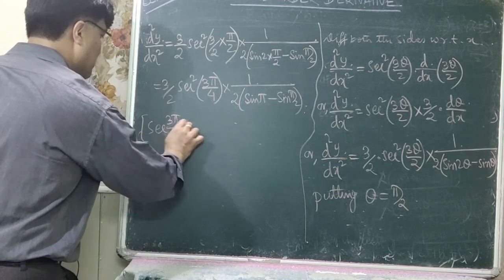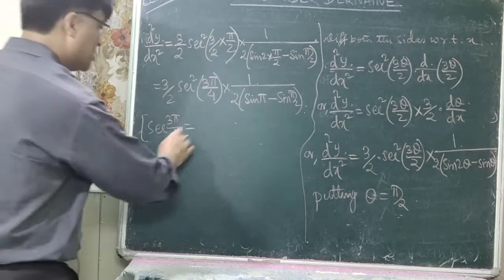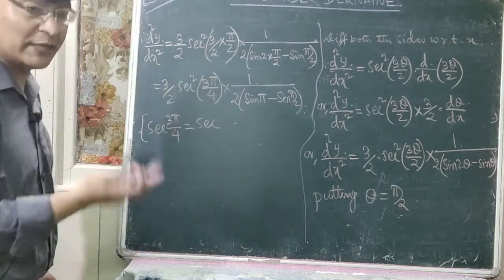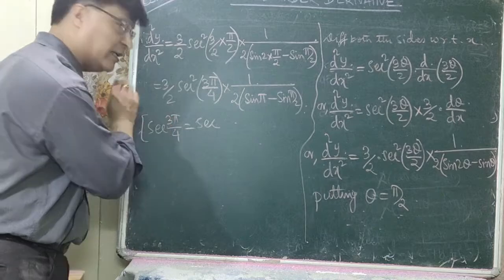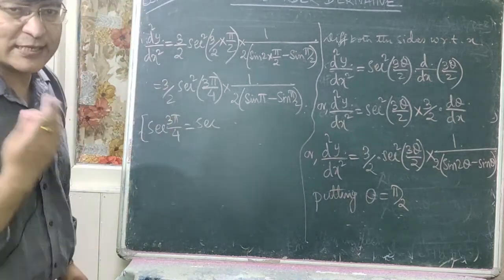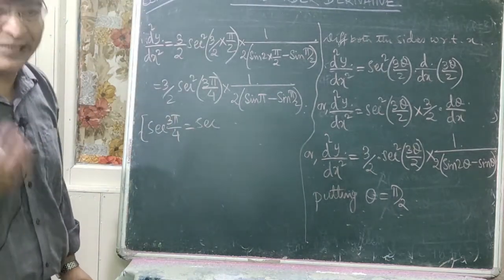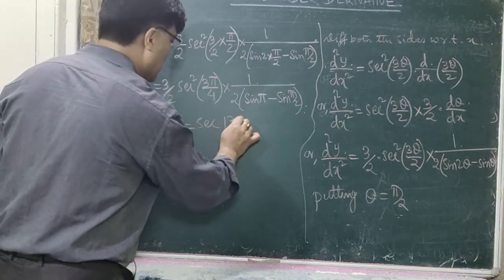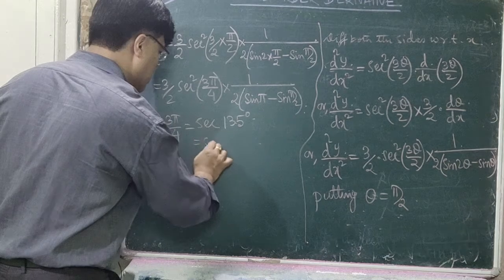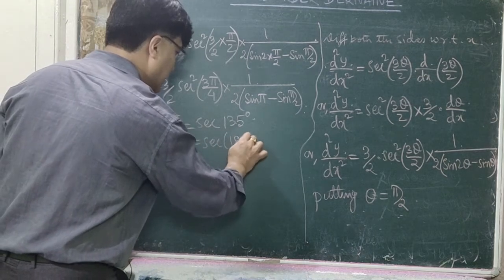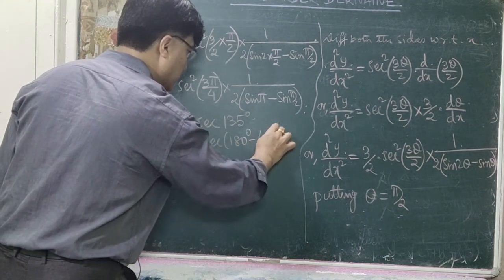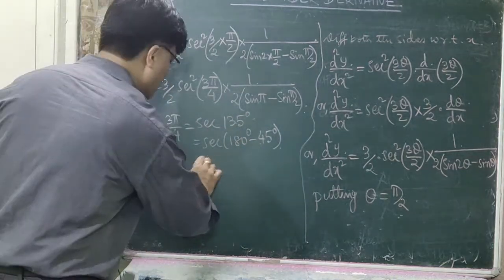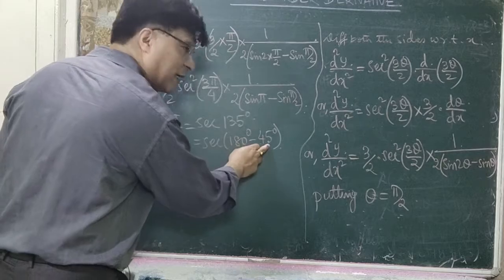You should know the value for sec 3 pi by 4, which is equal to sec. What is 3 pi by 4 in terms of degrees? This is in terms of radians. You have to convert into the sexagesimal system, that means in terms of degrees. So pi by 4 is 45. 45 into 3 is 135 degrees. Which is equal to sec 180 degrees minus 45 degrees, is 135 degrees. You can write it as 180 minus 45. So which is equal to, you know that sec 180 minus theta.